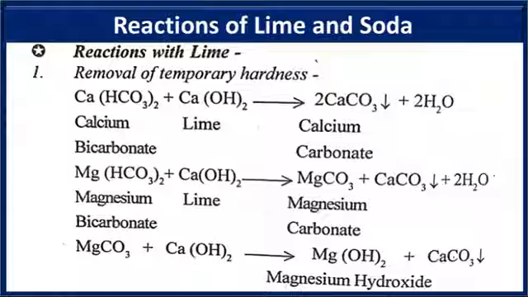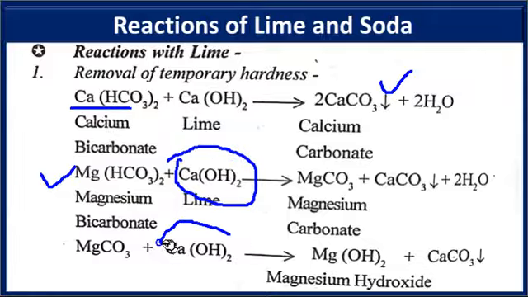So remember that to remove the temporary hardness of calcium, a 1:1 ratio is there. That means 1 mole of calcium bicarbonate needs 1 mole of lime for complete precipitation, while magnesium bicarbonate requires 2 moles of lime for its complete precipitation. So magnesium bicarbonate requires 2 moles for complete removal.